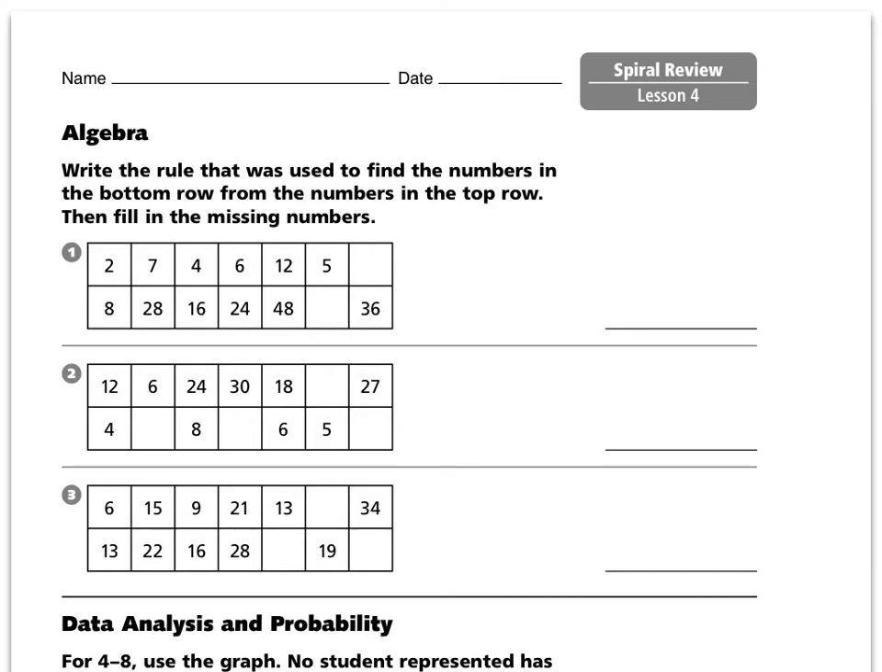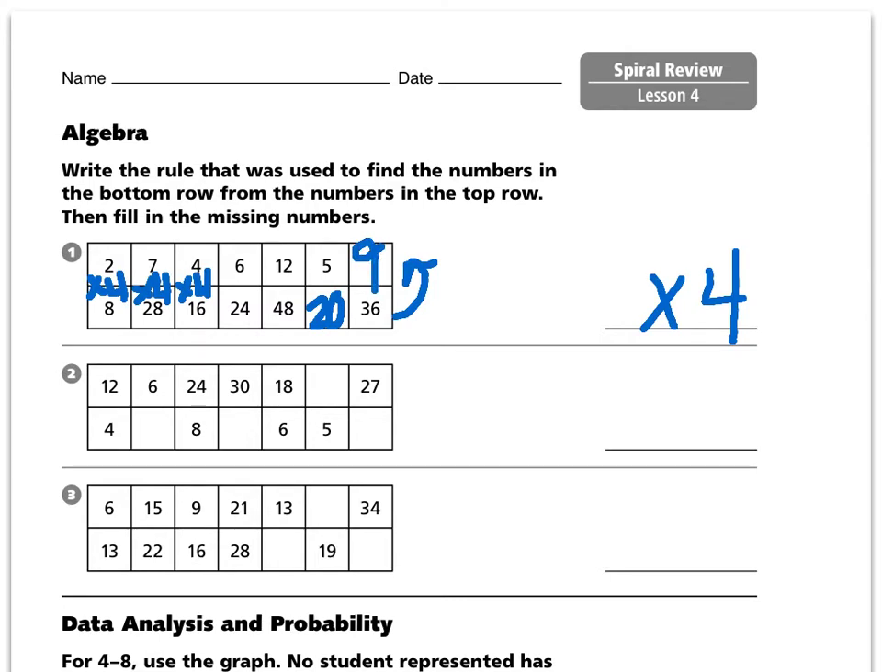In order to get 2 to 8, I multiply it by 4. 7 to 28, I multiply it by 4. 4 to 16, I multiply it by 4. So I'm going to be multiplying it by 4. I know that 5 times 4 is 20. In order to go backwards, though, I would do the inverse, which would be divide by 4, and I know that 36 divided by 4 is going to equal 9.